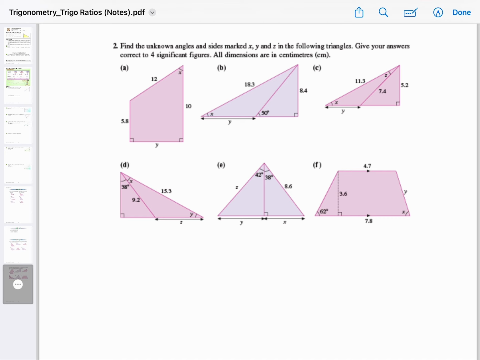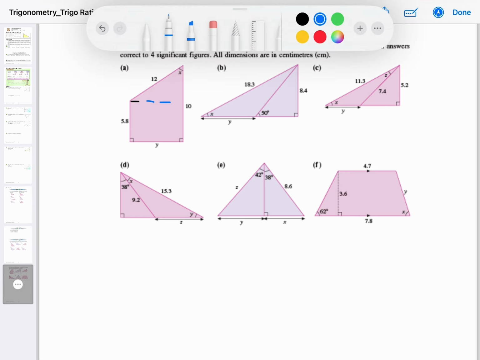For this first one, they ask you to find the angle x, right? To do that, I'm going to need to draw a right angle triangle so that I can apply my trigo on. Because this length here is 5.8, and to complete it, this one is 10, so this one is 10 minus 5.8, which would be 3.2.